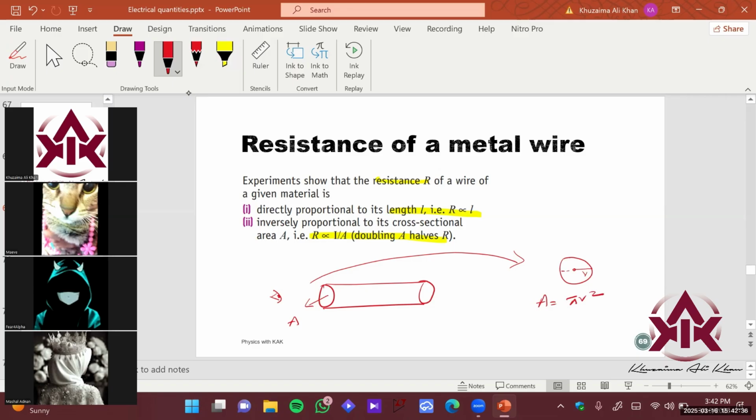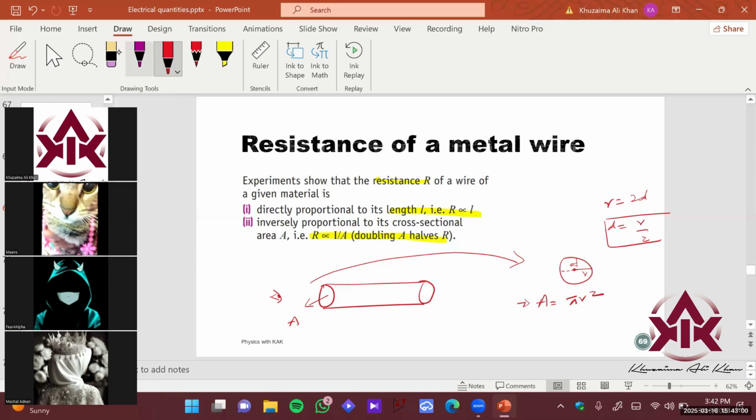But if you are given a diameter, how do you find the area? Basically, the diameter is 2 times the radius, and the radius is d upon 2. So if I want to replace r by the diameter, I can do it by this.